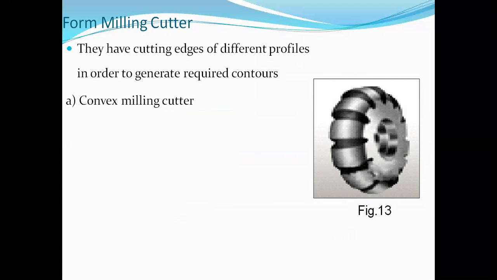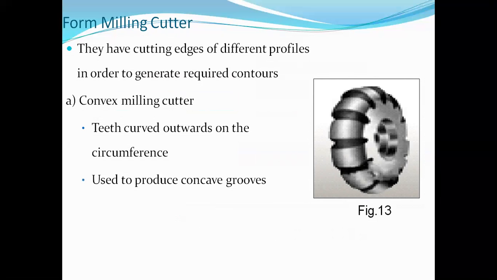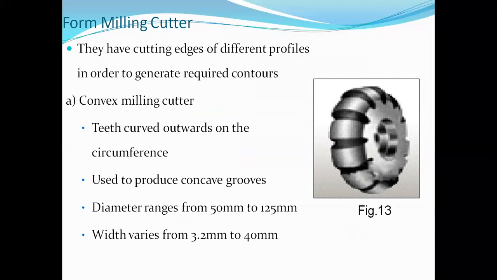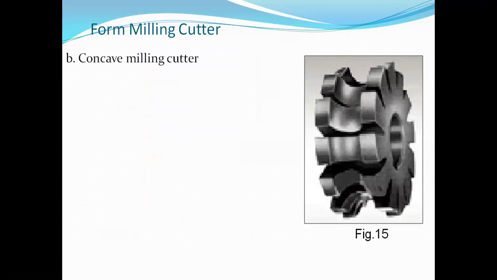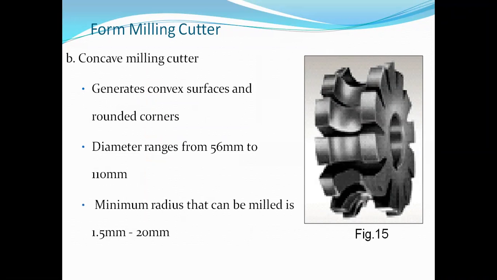So they have cutting edges of different profiles, teeth curved outwards on the circumference, used to produce concave grooves. With this milling cutter, we can make concave grooves, and its diameter ranges from 50 mm to 125 mm. Width varies from 3.2 mm to 40 mm. So this is the convex milling cutter. Similarly, the concave milling cutter. With this concave milling cutter, we can make convex surfaces, and its diameter ranges from 56 to 110 mm, and the radius that can be milled is 1.5 mm to 20 mm.